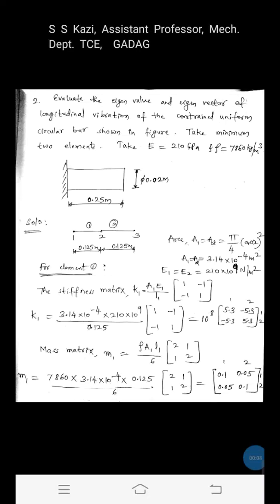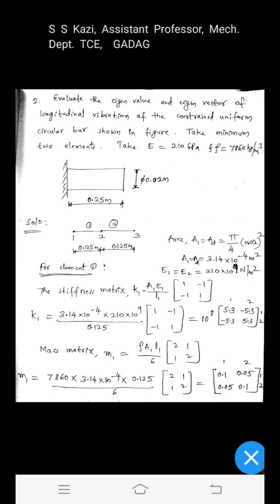In this video session, let us evaluate the eigenvalue and eigenvector of longitudinal vibration of the constrained uniform circular bar, which is shown here, using dynamic analysis in finite element method.